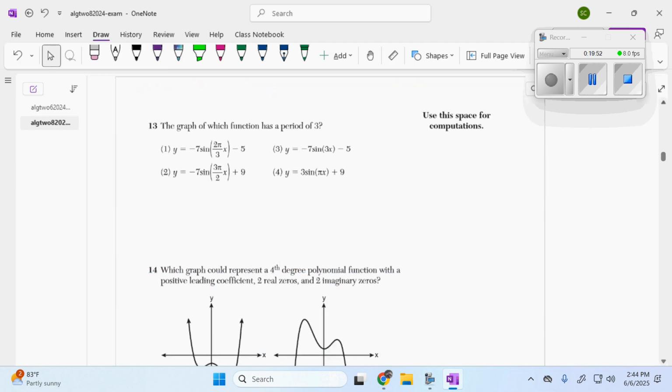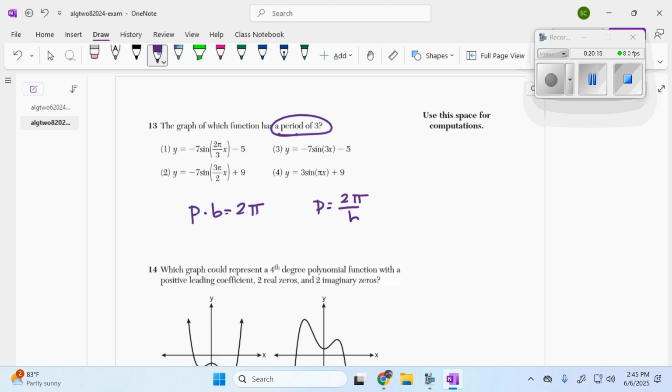Number 13 asks which one has a period of 3. As soon as we see a sinusoidal function and we're talking about period or frequency, we have to remember our rule, which is period times frequency equals 2 pi. You can adjust this rule and say the period is equal to 2 pi over the frequency by just doing some algebra. We can also say the frequency is equal to 2 pi over the period, just dividing either p or b to the other side.